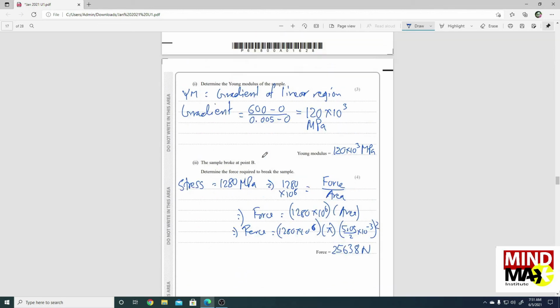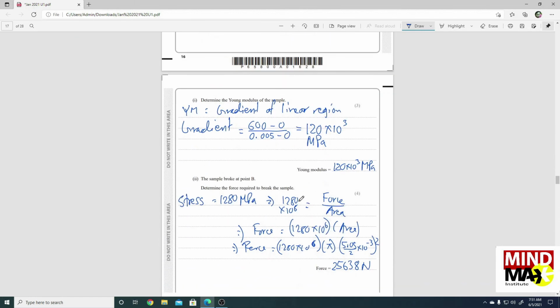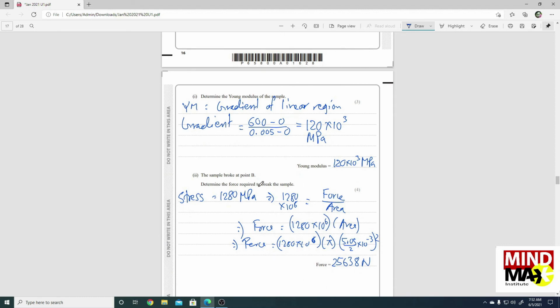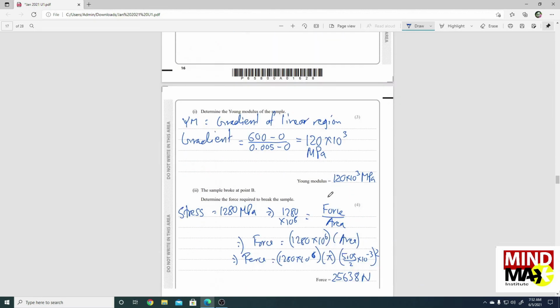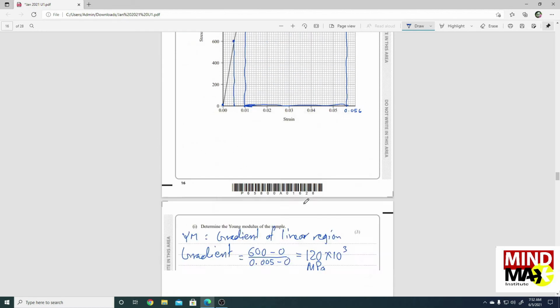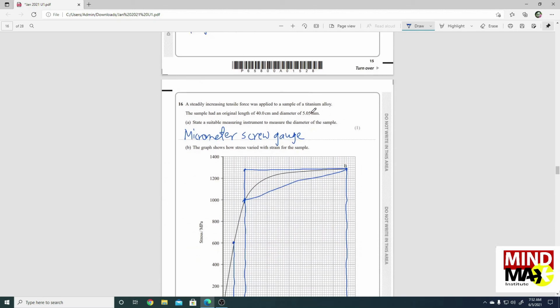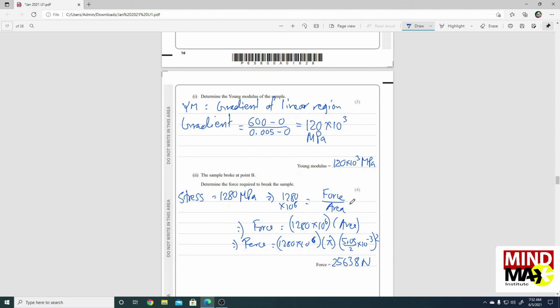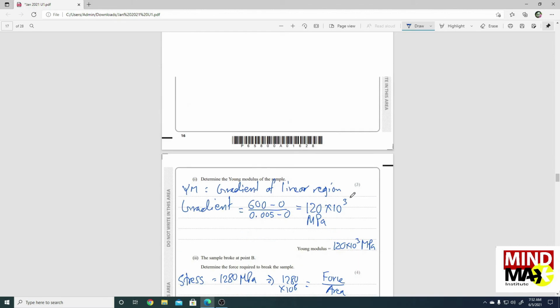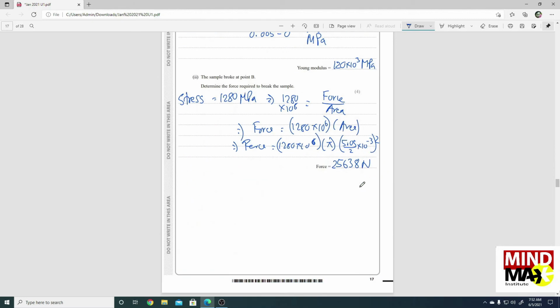Then sample broke at point B. So this is the breaking stress, right? B is the point where the breaking stress takes place. So determine the force required to break the sample. The breaking stress is 1280, and we know stress is force by area. So from here I found the force. Force is area multiplied by stress. Stress I already know from the graph, 1280 megapascals, and the area I found from the diameter. Diameter will be converted into the radius, pi r square, right? Because the cross-sectional area is always a circle, so pi r square. That is how I found the force.